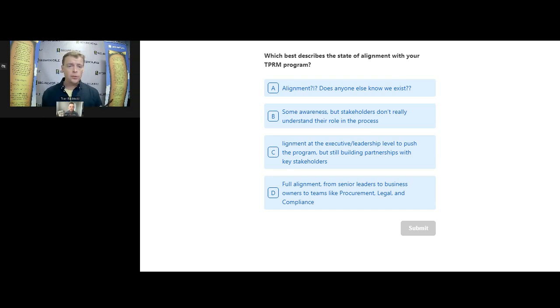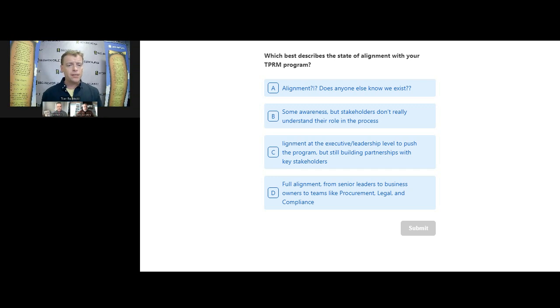Some awareness, but stakeholders don't really understand their role in the process. Kind of like the lady Tom was just talking about. Alignment at the executive leadership level to push the program, but still building partnerships with key stakeholders. And full alignment. So kind of like the last one on the last poll question, right? You've got the process going and everybody's on board now.